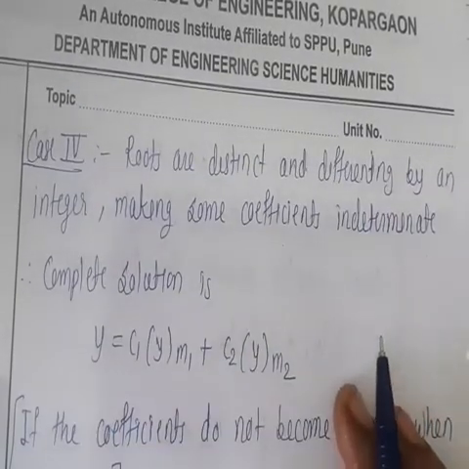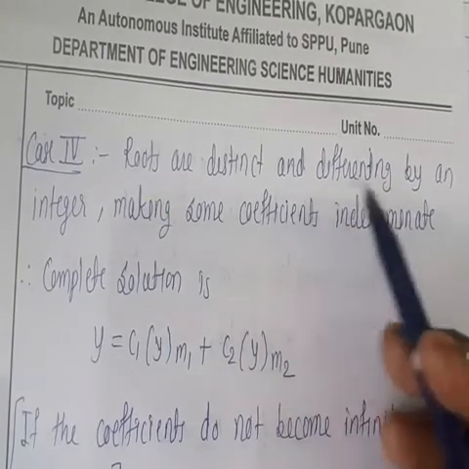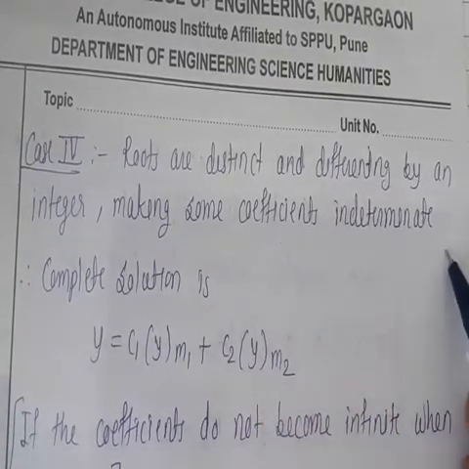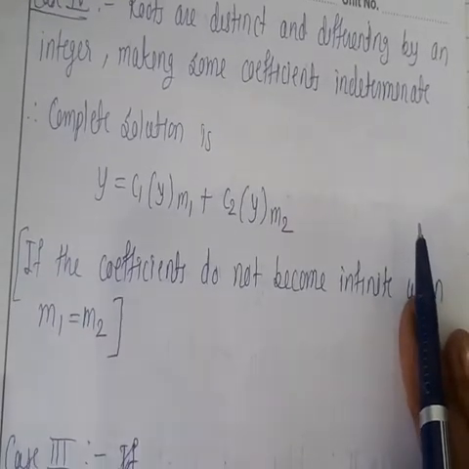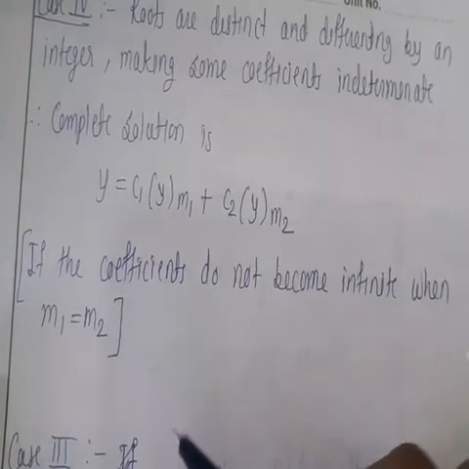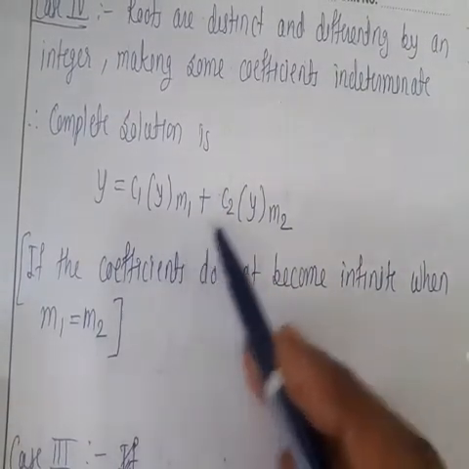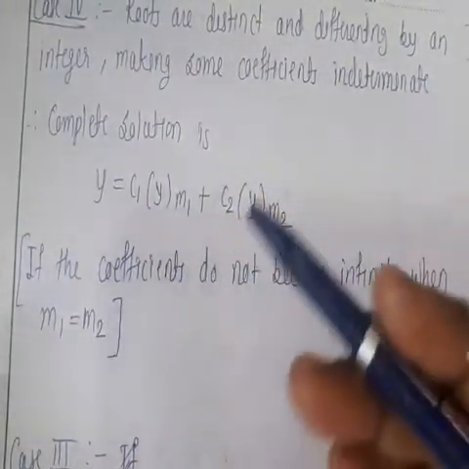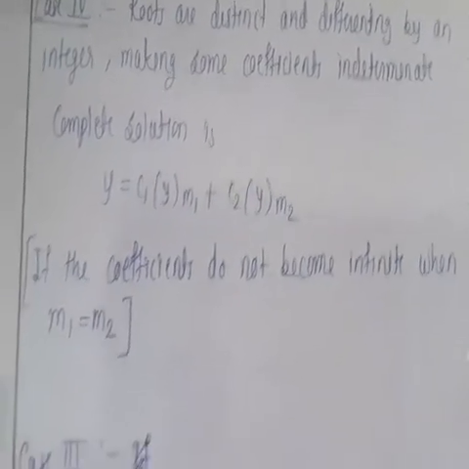And then next, case number 4. Case number 4 is if the roots are distinct, means m1 and m2 are distinct and differing by an integer, and making some coefficient indeterminate. Indeterminate means its value exists but it comes out to be indeterminate. At that time the complete solution is y is equal to c1 into y at m1 plus c2 into y at m2. So this is the complete solution for case number 4. So these are the 4 cases of writing a solution of the Frobenius method.